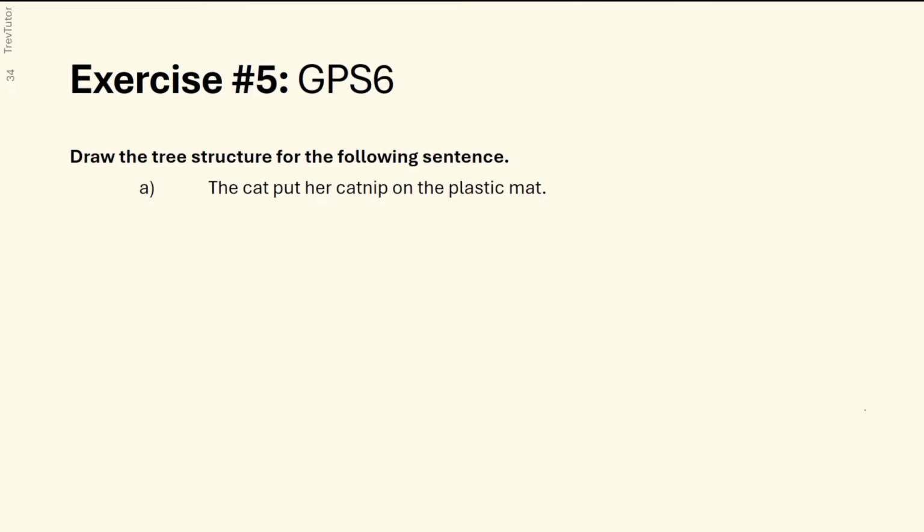So let's try doing the tree structure for "the cat put her catnip on the plastic mat." You can try it yourself first and pause the video, and I will draw the full structure now. I'm going to start from the top and go down, but you can start from the bottom and go up. I want to use the phrase structure rules and what I know about grammar to show you how we can start at the top, knowing that we have a sentence, and then break things down. So first of all, we know that any sentence is going to have a subject noun phrase, a tense, and a verb phrase predicate. So what is the subject in this sentence?